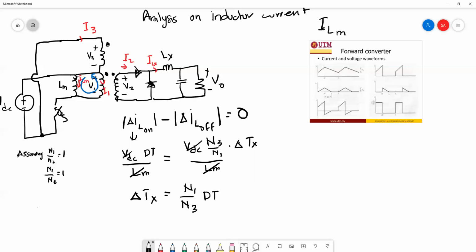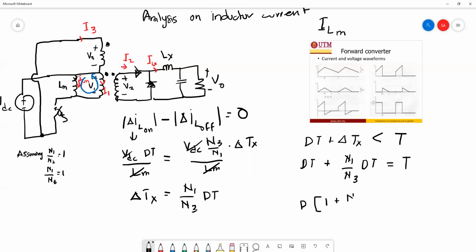To make sure that ILM goes back to 0 before the next cycle, dt, which is the time during T on, plus the T off must be less than the period. So we substitute dt and delta t as N1 over N3 dt, and the maximum time is equal to T. I can write down D plus N1 over N3 D is equal to 1.